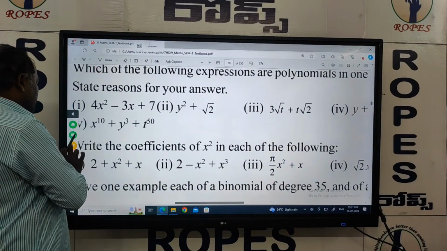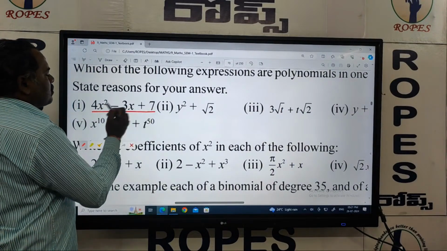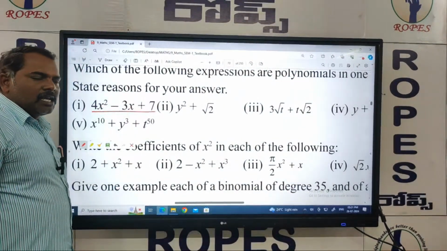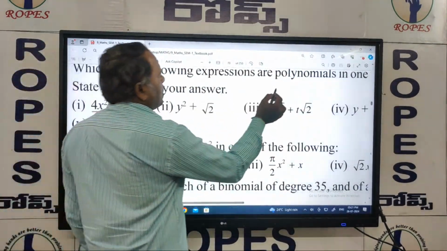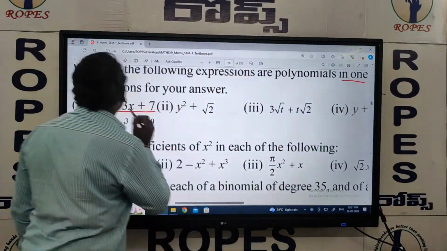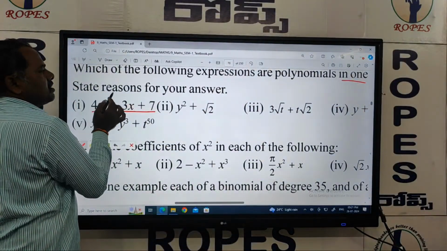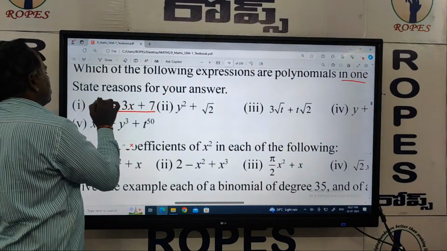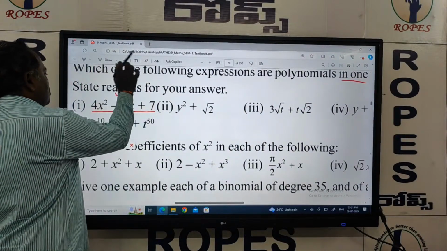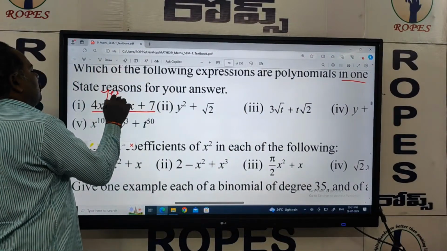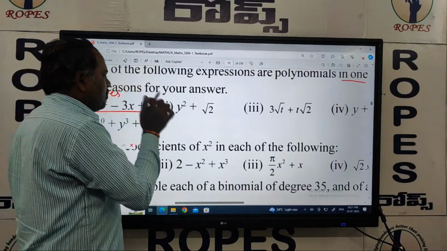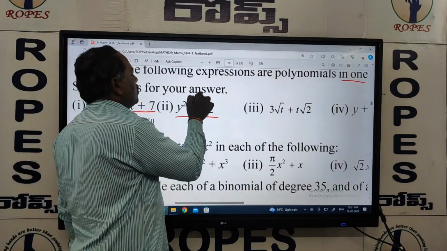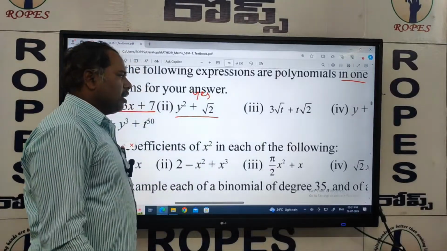So, 4x square minus 3x plus 7. Yes, it is a polynomial in one variable. Yes, it is a polynomial with one variable. And if you go to the second one, it is also a polynomial with one variable.